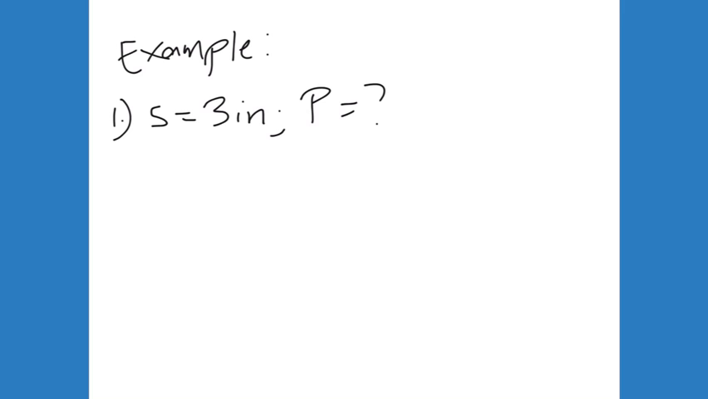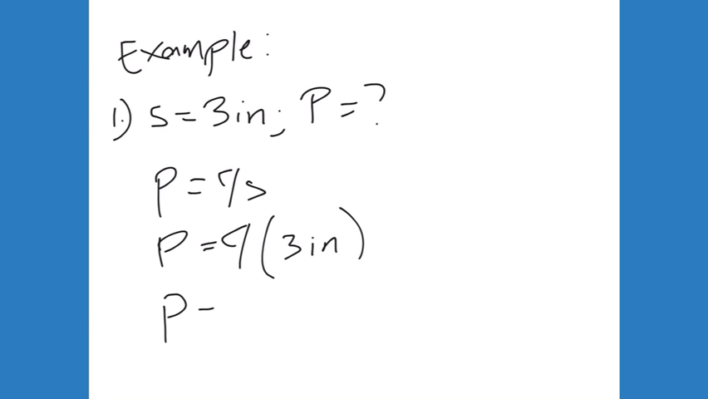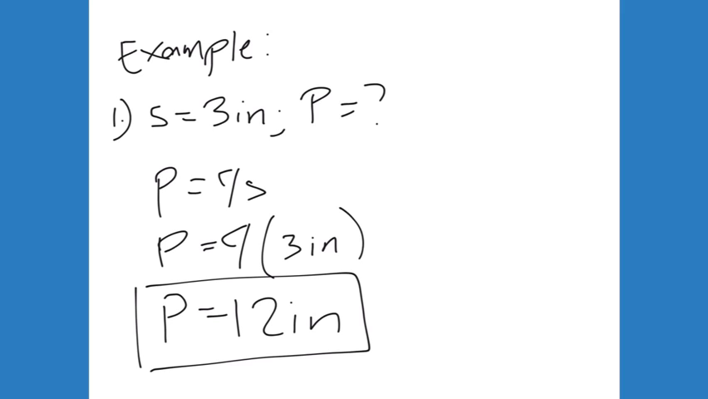Let's try an illustrative example. If the side of the square is equal to 3 inches, then what is the perimeter? Again, using the formula, P is equal to 4S. P is equal to 4 times 3 inches. Then P is equal to 12 inches. And this is now the perimeter of our square having a side of 3 inches.